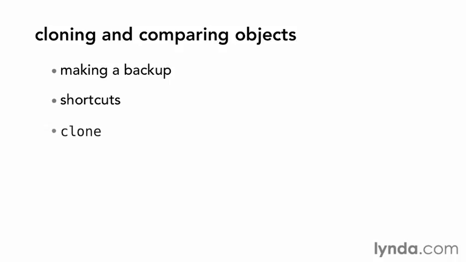Sometimes you will want to make a copy of an object. There are many reasons to do this, including making a backup before performing an operation or as a shortcut for defining a similar object. To create a copy of an object, use the clone keyword. As a demonstration, make a copy of the park address.